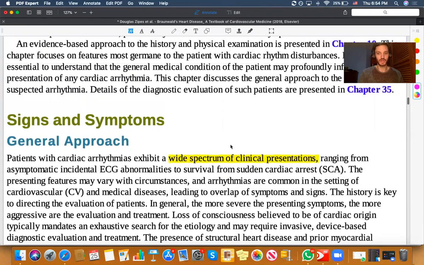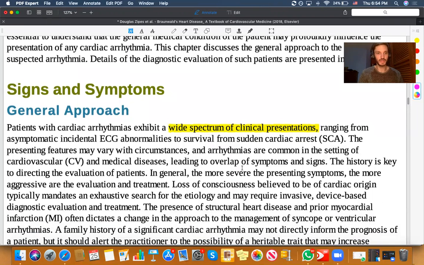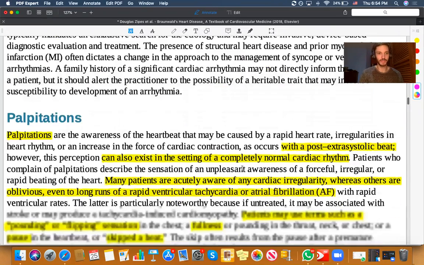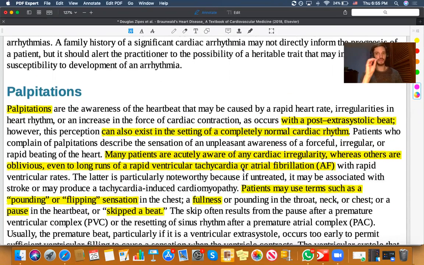So first, the general approach. We have a wide spectrum of clinical presentations. We can go from asymptomatic incidental ECG findings to survival from sudden cardiac arrest. Palpitations are in bold because they are one of those symptoms that might be there, although they might not be present. Palpitations with a post extrasystolic beat can also exist in the setting of a completely normal cardiac rhythm.